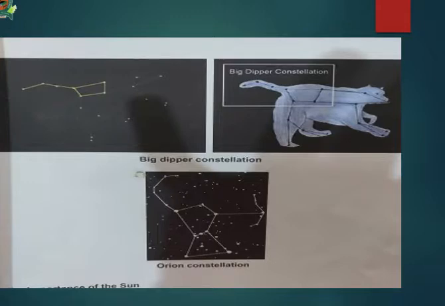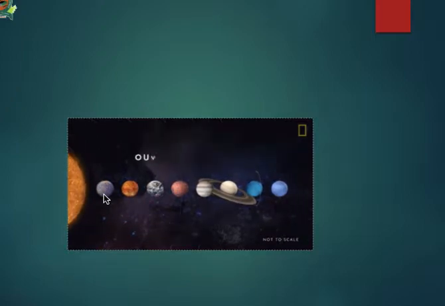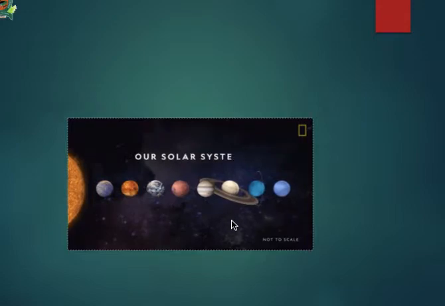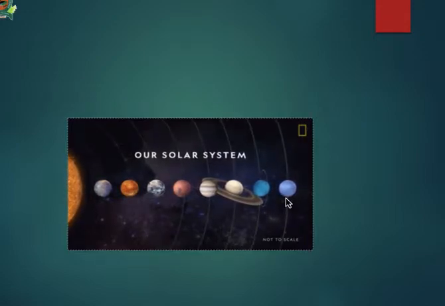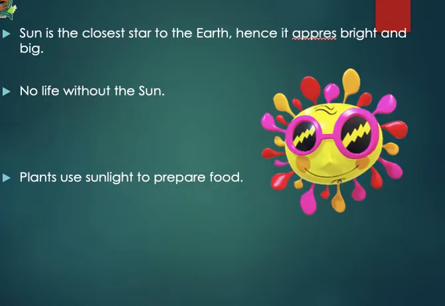And now, we have our solar system and planets. Let us look at them. Our solar system consists of Mercury, Venus, Earth, Mars, Jupiter, Saturn, Uranus, and Neptune. The solar system is the name given to the Sun, 8 planets and their satellites. The Sun is a star, a huge ball of burning gases, as we saw. The Sun is the closest star to Earth, hence it appears bright and big.